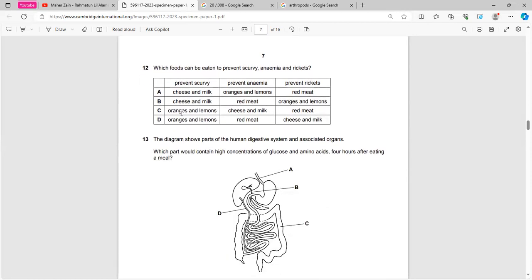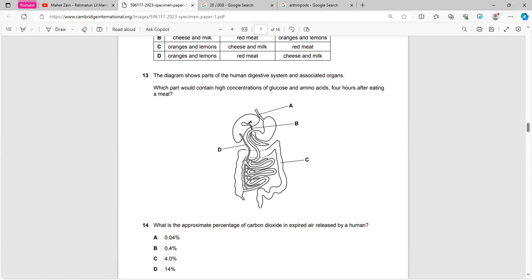Now in question number 12, scurvy. Scurvy develops due to deficiency of vitamin C. We eat citrus fruits. For anemia, it is deficiency of hemoglobin, so we eat meat. And to prevent rickets, we need to take sources which are rich in vitamin D. So D is the option.